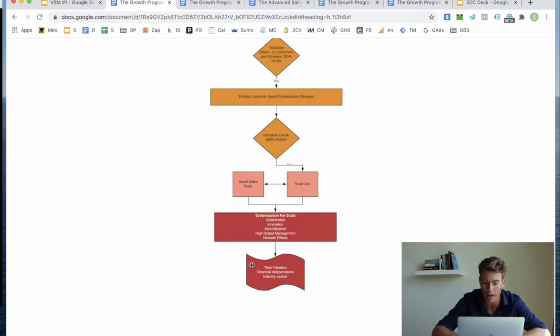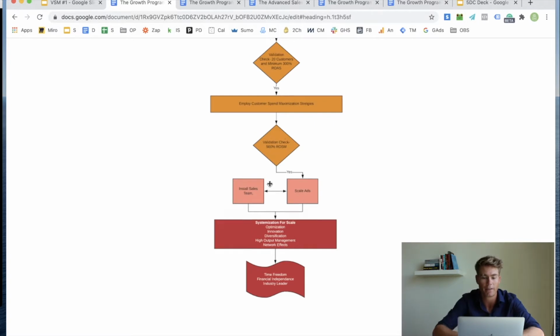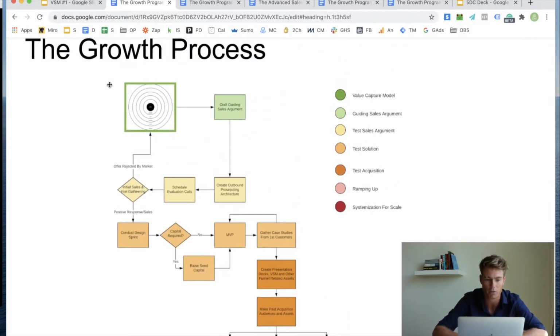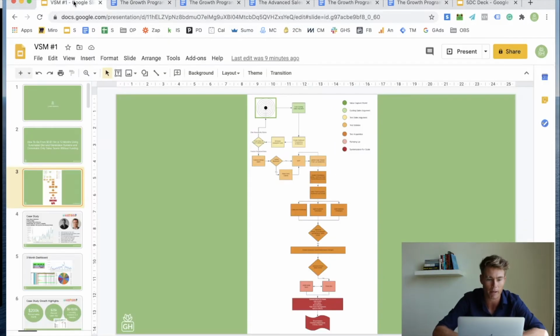And then, once our business is fully established and everything is up and running, we'll install processes for systemization for scale so that our business can be profitable, successful, and continue to grow in the long run. So that, guys, is an overview of the process real quick so that you know what we're going to be getting into here.